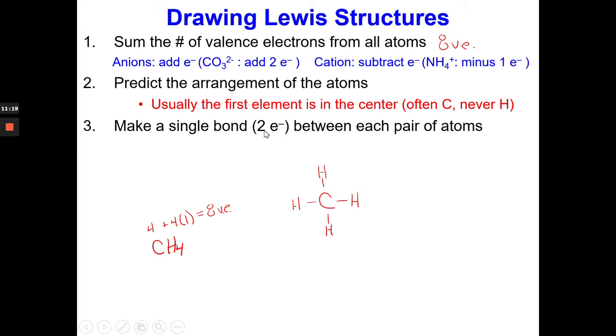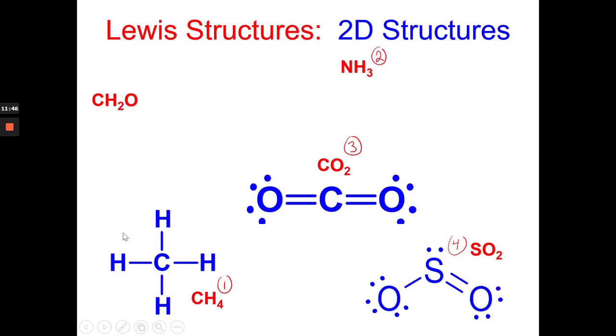That counts for 2 electrons. Then let's see how many electrons I've used: 2, 4, 6, 8. Remember, I have 8. Now, the carbon feels all 8, so it has a stable octet. Hydrogen only can feel and wants to feel 2, so it's okay as well. So at this point, I am done. That is the molecule methane, CH4. And if we look up here, that's what I wrote for CH4. I just drew a single line around each.